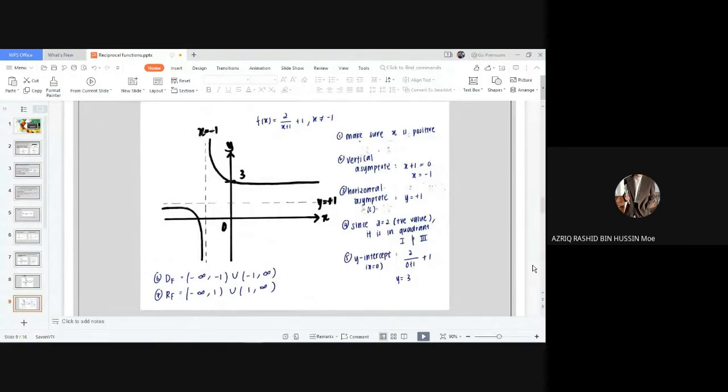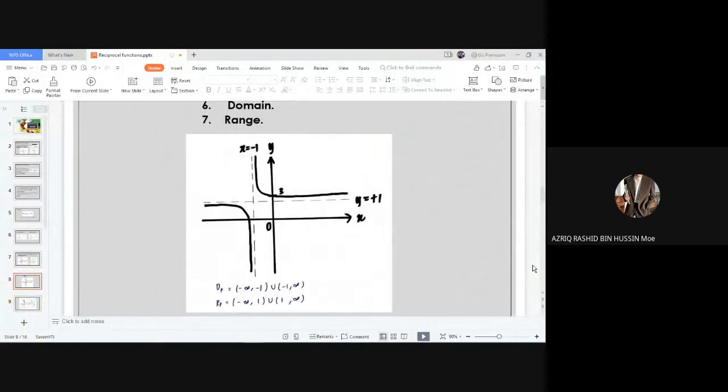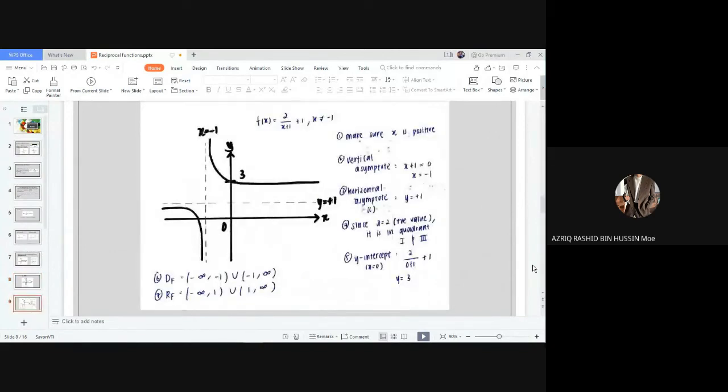So basically, this is the shape of your graph. I forgot to change the graph. It's supposed to be this shape. Yeah.